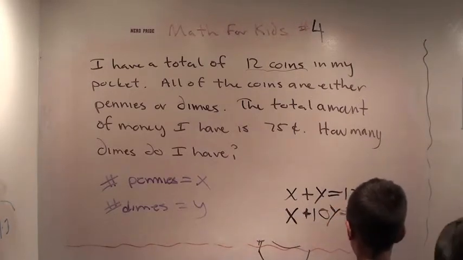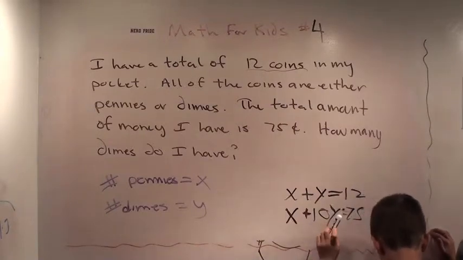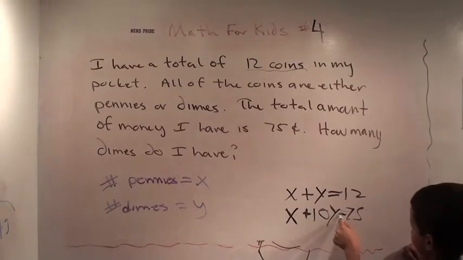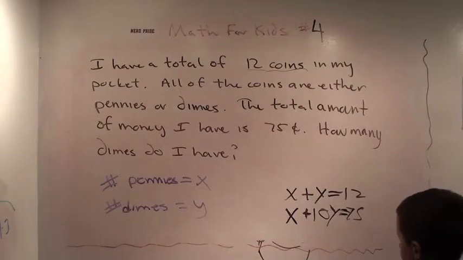Okay, so now I have 2 equations here. Let's just back your chair up. Okay, so those are our 2 equations. X plus y equals 12, and x plus 10y equals 75.